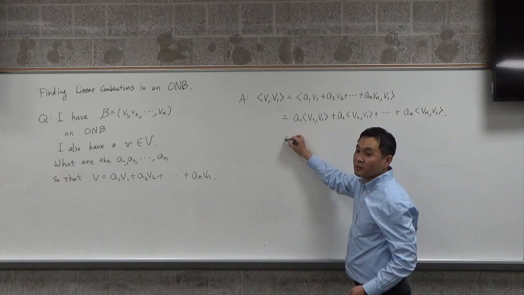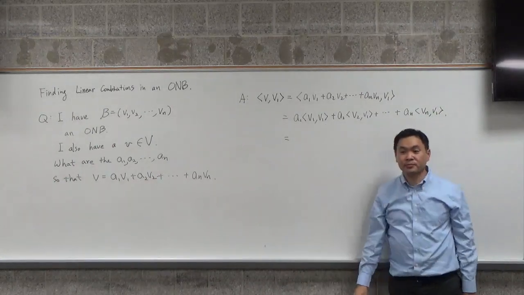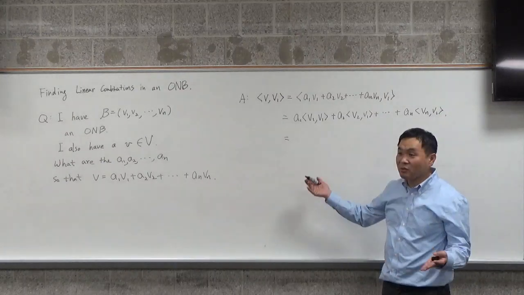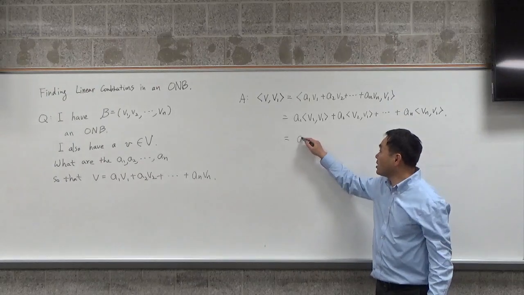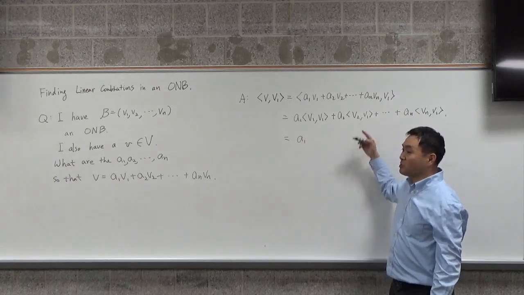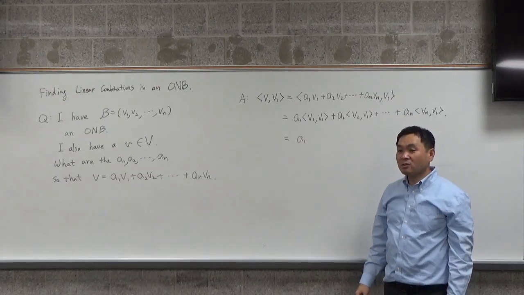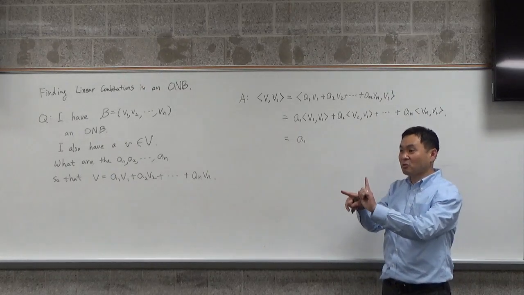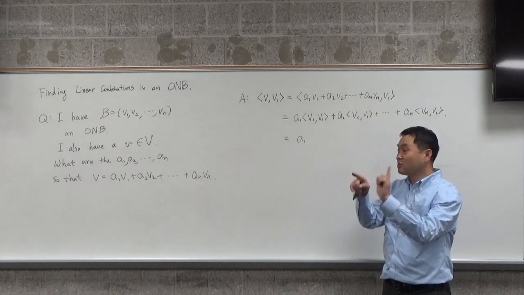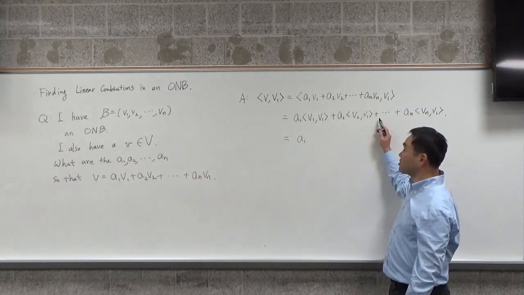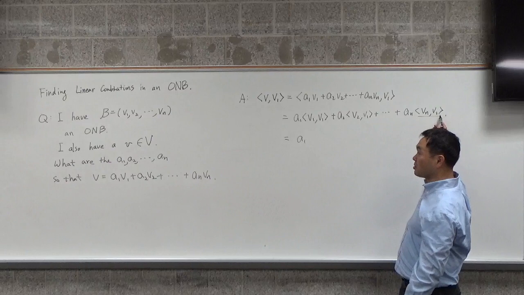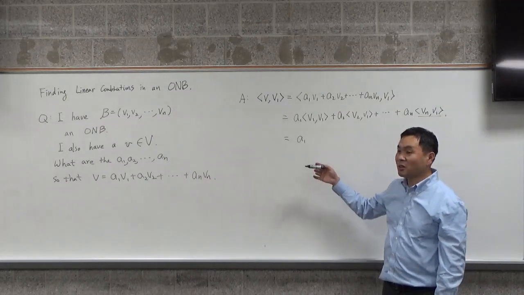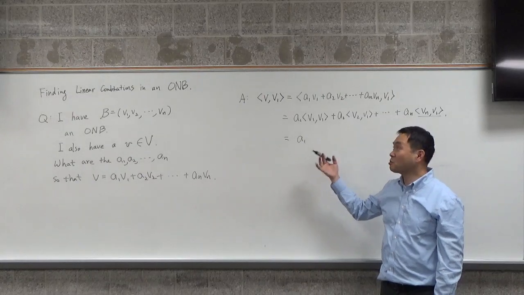Now what is ⟨V1, V1⟩? Magnitude squared, which is 1, because we have an orthonormal basis, right? So A1. What's ⟨V2, V1⟩? 0, because it's orthogonal. Perpendicular vectors have a dot product, an inner product, of 0. So that's gone. The next one will be gone. This one also will be 0. So you just have A1. That's nice. A1 can be obtained just by taking the inner product of V with V1.